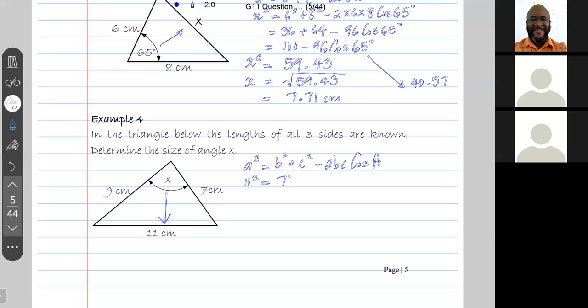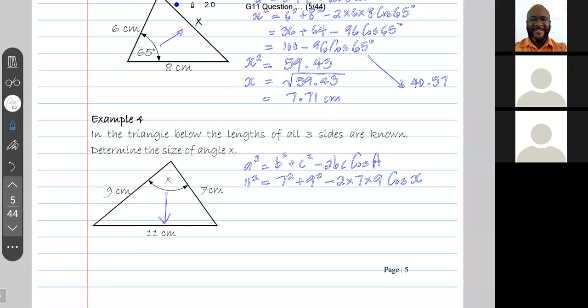So this is 7 squared plus 9 squared minus 2 times 7 times 9, the cosine of big A. Now, big A is the inclusive angle, and that is the angle that you want to find in this case, which is x. So all I need to do now is to solve this little equation.